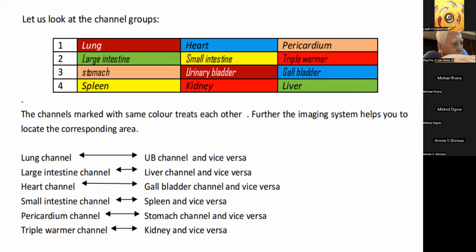Pericardium daw. Stomach meridian, ha? Pericardium po. Tama, okay. If we use system 1, ang balancing meridian? Liver. No, system 1, sir. Small intestine. Yes, you're right.